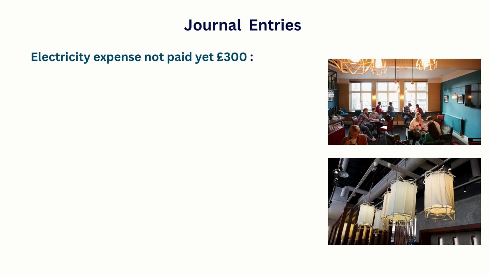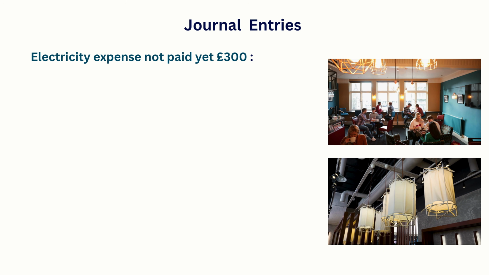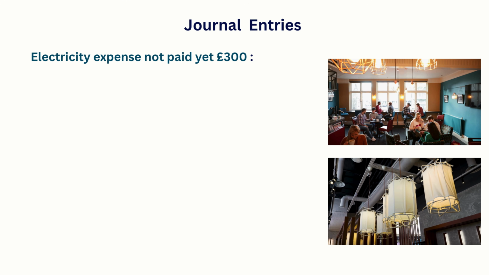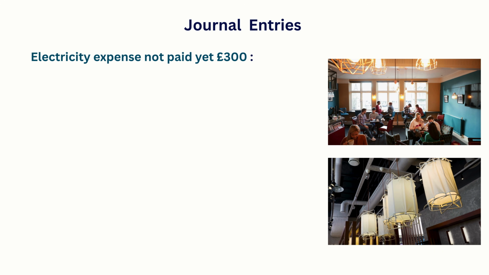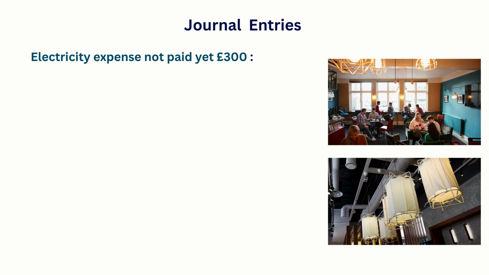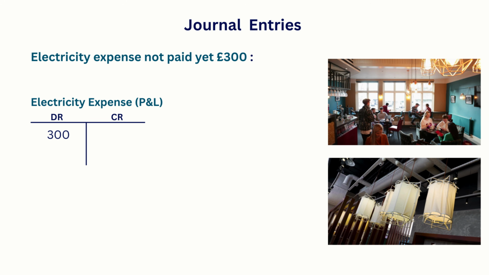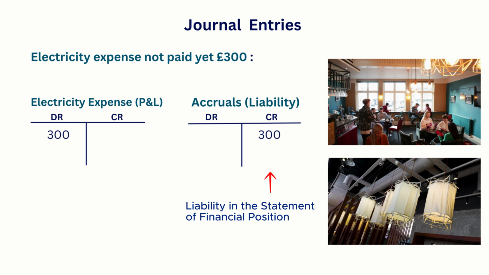So even though no cash has gone out and the invoice is not received, the business has already consumed electricity in January. That means we must record it as an expense for January. We debit electricity expense £300 and credit accrued expenses £300. An accrual represents an expense that has been incurred but not yet paid. It is recognised as a liability in the statement of financial position because the business owes this amount. So unlike prepayments, which are assets, accruals are liabilities.